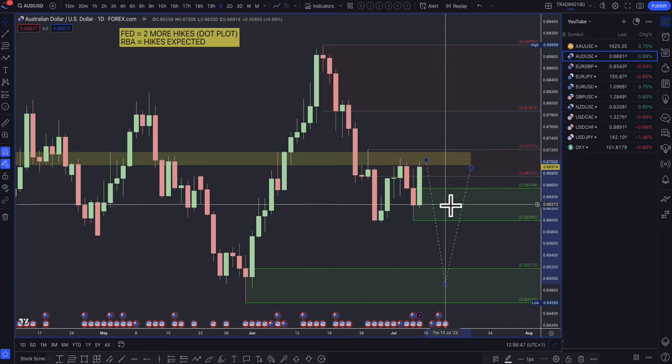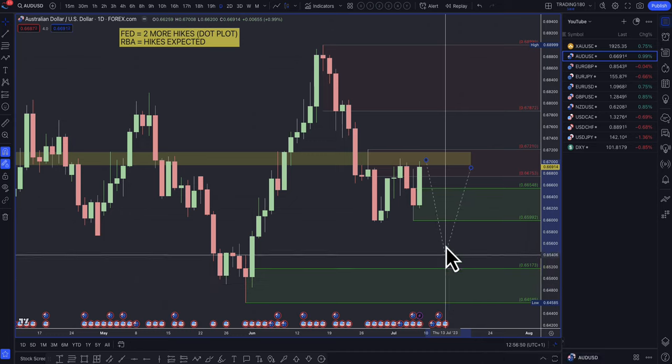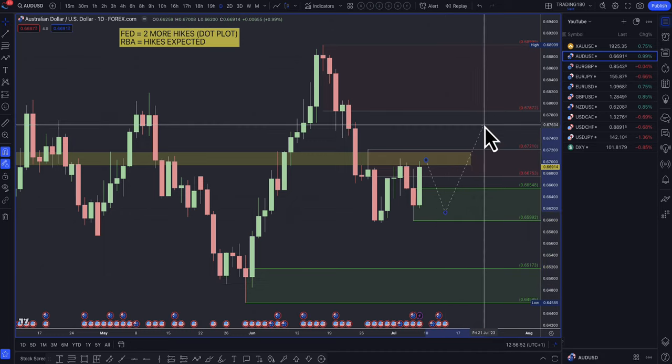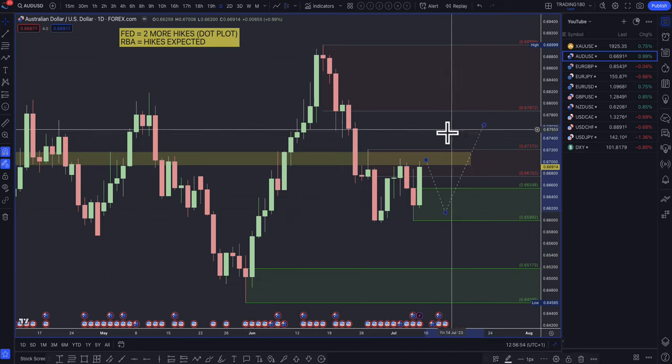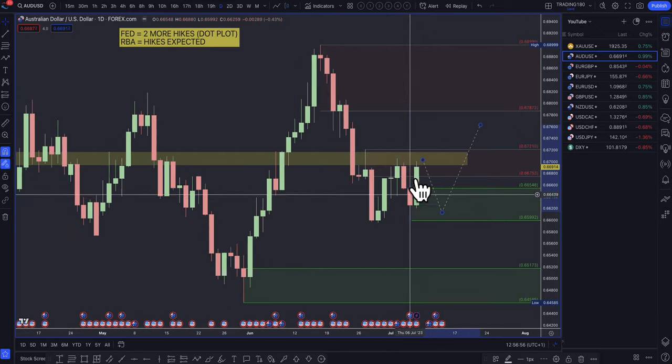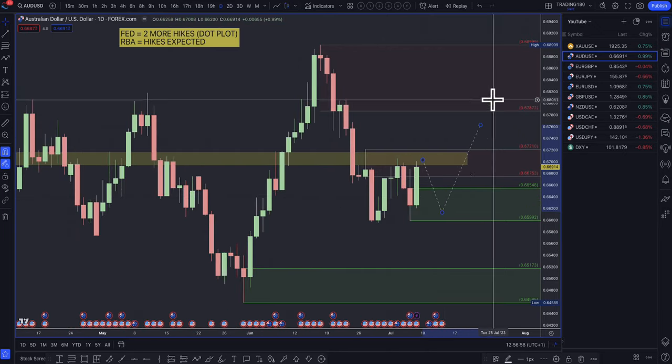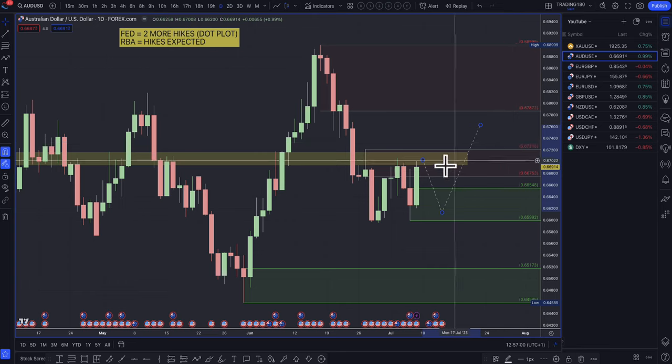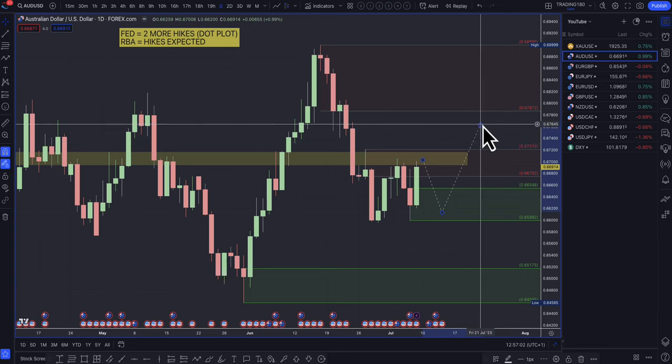Again, not really a pair that I'm looking to trade at all, as you've got two central banks who are still quite hawkish. So not a great pair to look for trading opportunities fundamentally. But yeah, I think those are really just your options.